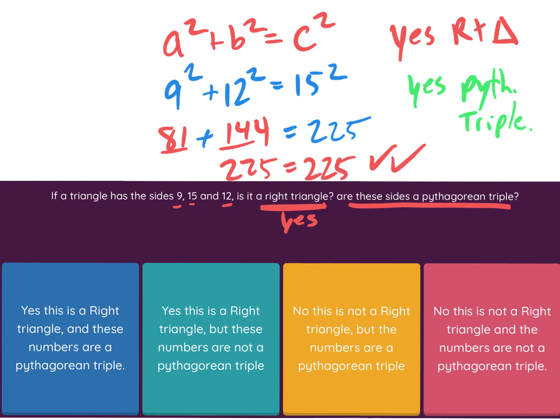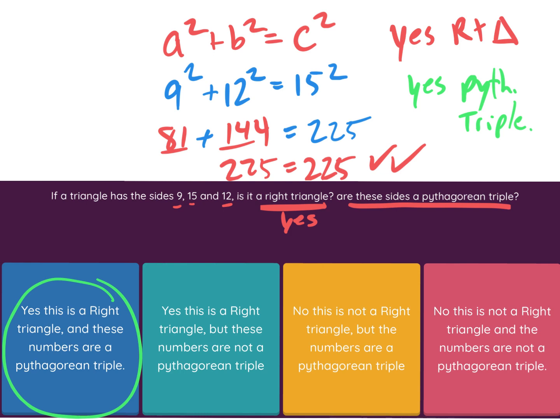So if you look at your answers down here, the correct answer is this one. Yes, it's a right triangle, and yes, these numbers are a Pythagorean triple. The other options: yes, it's a right triangle, but these are not a Pythagorean triple. No, this is not a right triangle, but they are a Pythagorean triple. That doesn't even make sense, because if you do have a Pythagorean triple, it's going to be a right triangle. So this answer is nonsense. And the last one, no, it's not a right triangle, and the numbers are not a Pythagorean triple. That makes sense. That could happen.